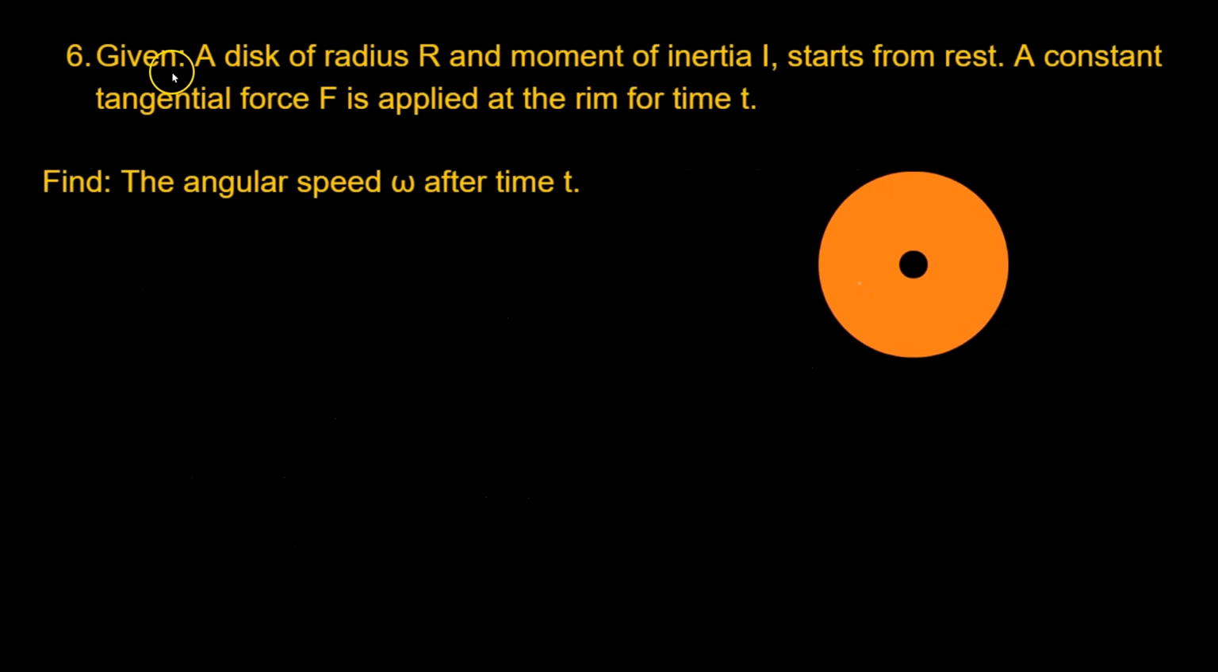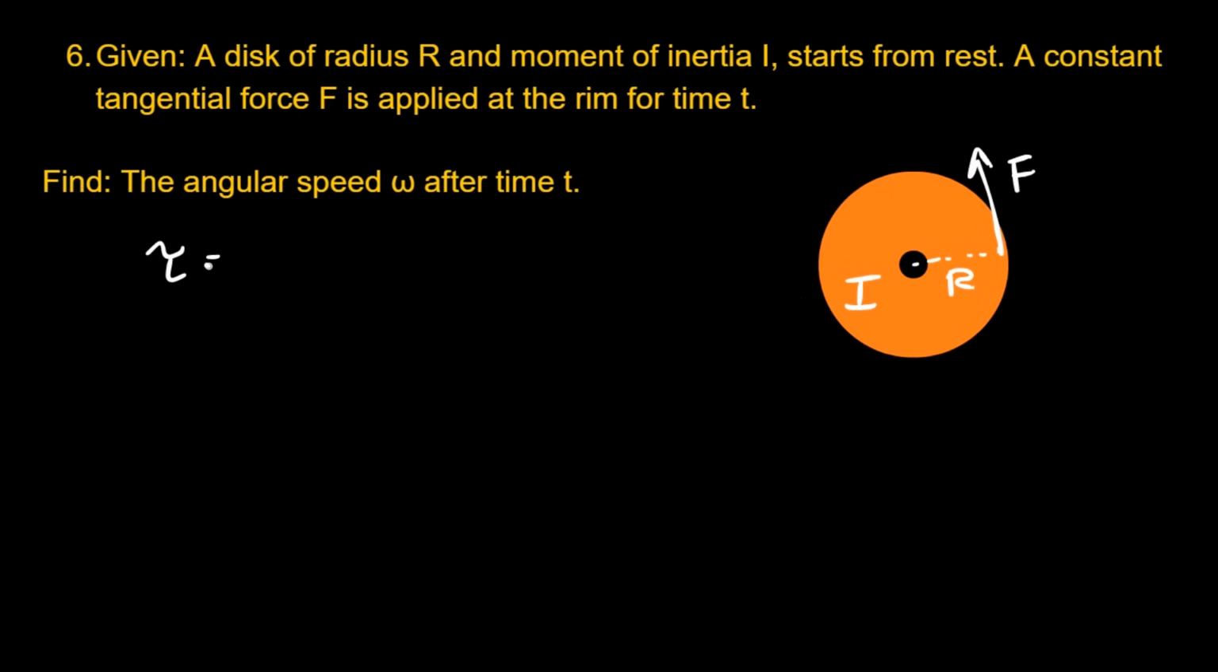Question 6. Given a disk of radius r and moment of inertia I starts from rest, a constant tangential force F is applied at the rim for time t. Find the angular speed omega after time t. Our system here is the disk, and the axis of rotation is at the center of this disk, and we have a tangential force, which just means that the force and the r are 90 degrees. In this problem, we're looking for the angular speed, so not only are we thinking about the forces and the torque here, but we're also going to be using rotational kinematic equations to solve for this problem.